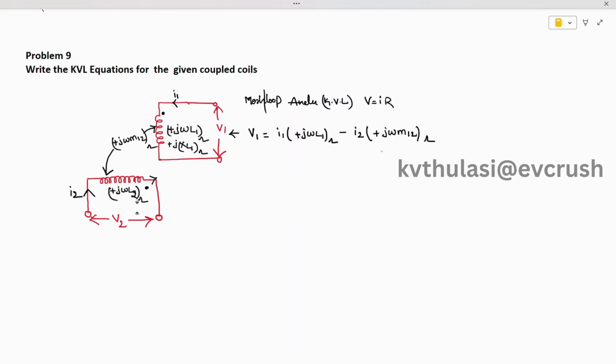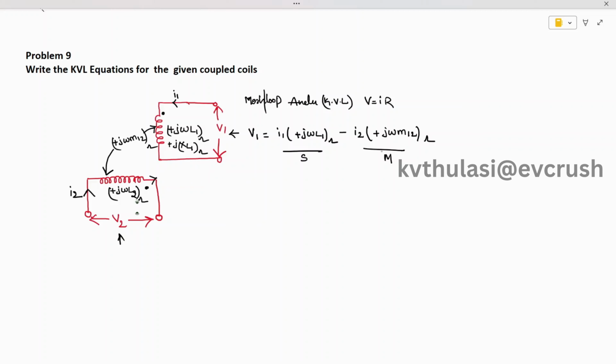This is in the form of I into R. You can see here, the first term I can call self-inductance and the second term mutual inductance. Mutual is due to another coil, so the mutual inductance is due to the I2 current in the other coil. I1 is the self current, where we call it self-inductance. This is how to write the mesh or loop equation for coil 1.